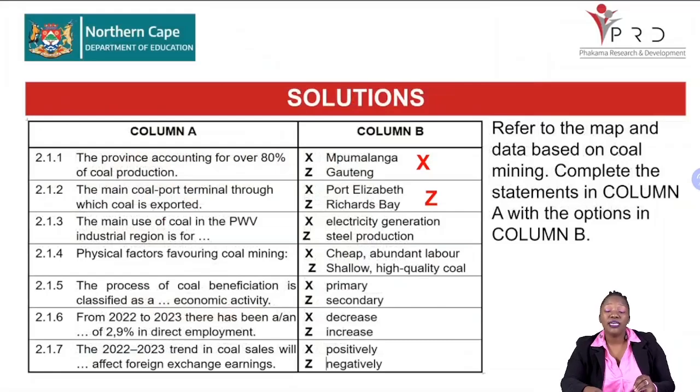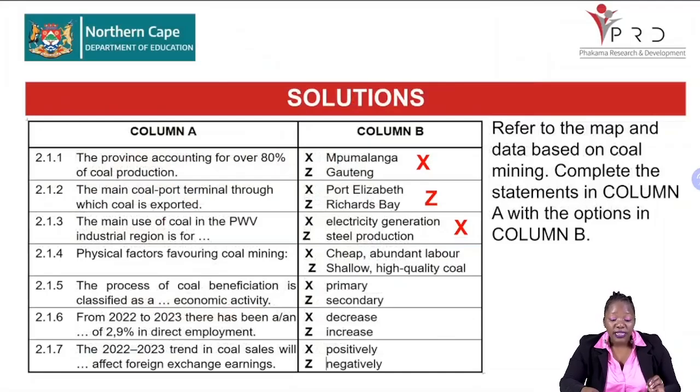Then secondly, the main coal port terminal through which the coal is exported. We're looking at Richards Bay, which is Z. And then your number 3, the main use of coal in the PWV industrial region, it's X. Remember, in PWV, they use coal to generate electricity.